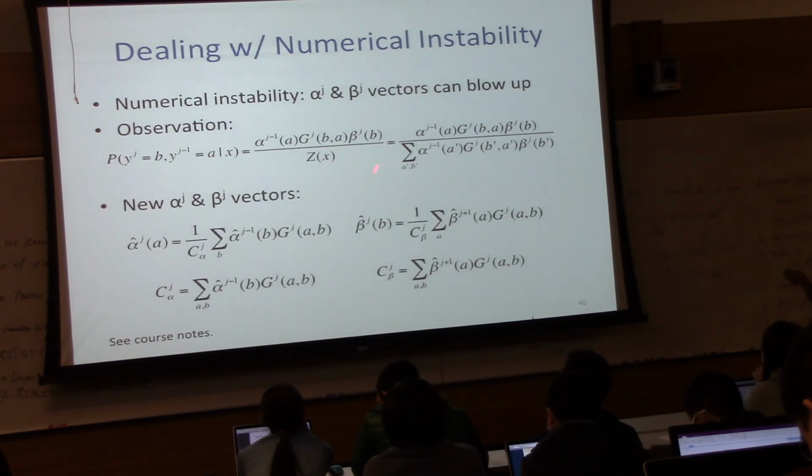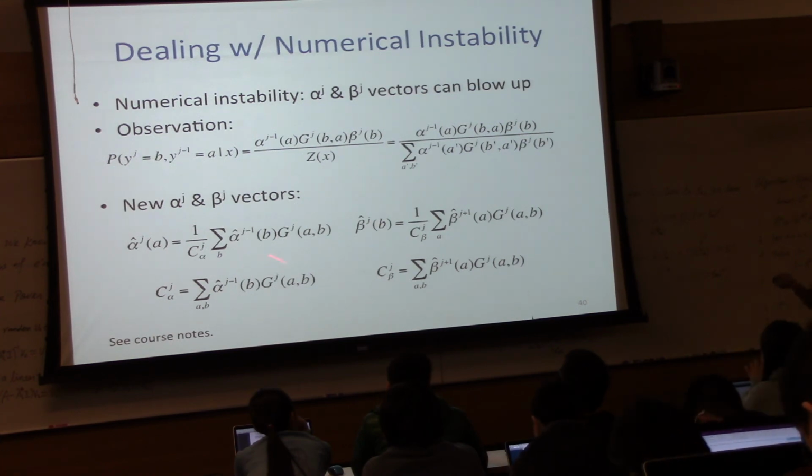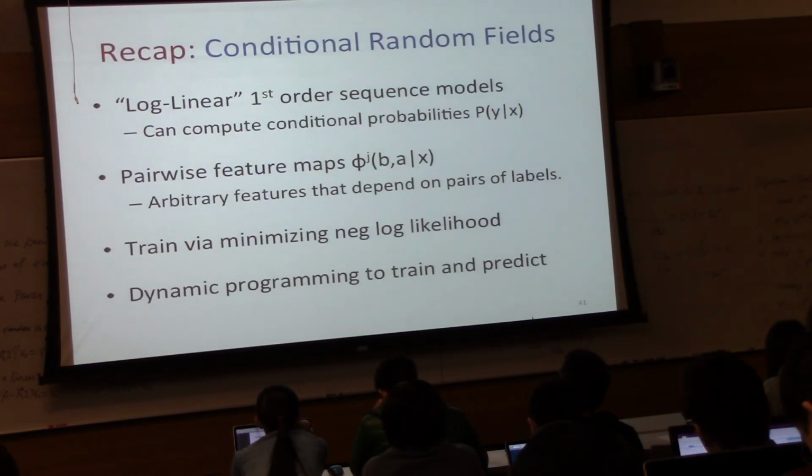So the observation is that you don't actually need to compute the alpha vectors to completion and then normalize. The normalization constant depends on the alphas as well, and therefore you can keep normalizing in the intermediate steps, and this appears in both the numerator and the denominator, so it doesn't matter, right?